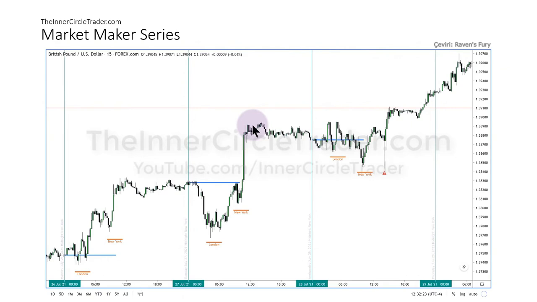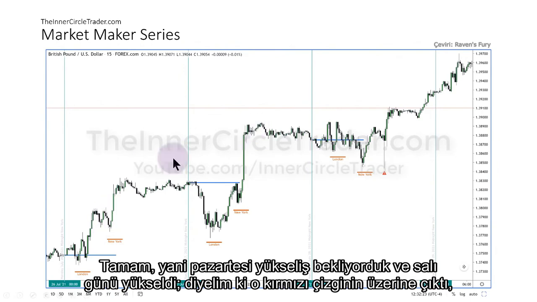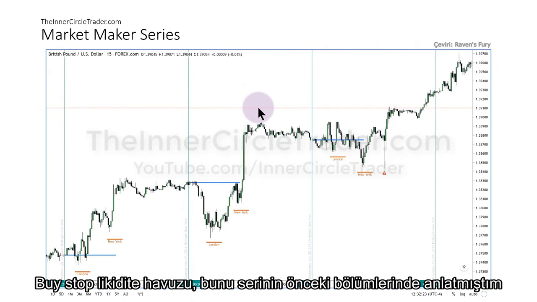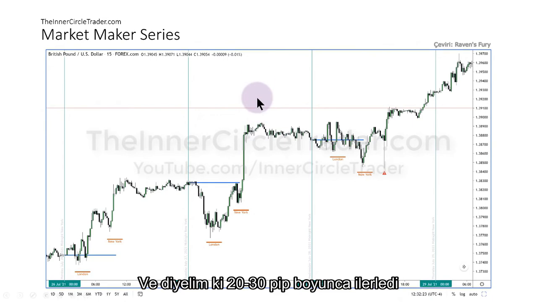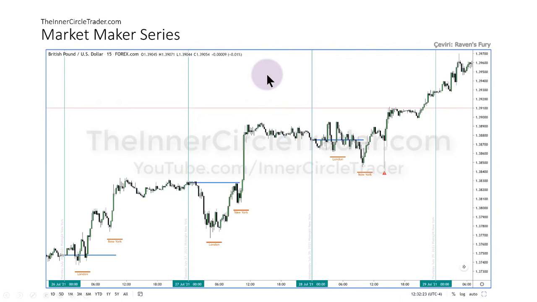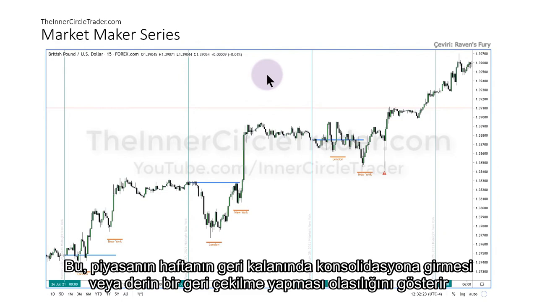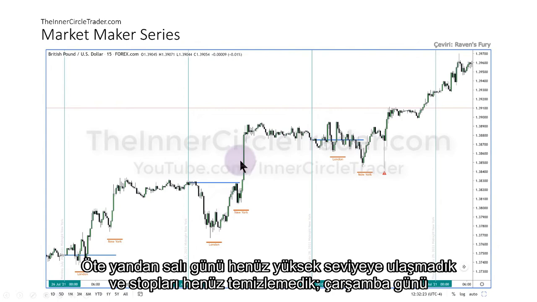for the week. Now, obviously, if there's an objective that we're looking for on the week and it hits it on Tuesday, okay, so we were bullish on Monday and Tuesday it rallies up. Say it went above that red line, which is that buy stop liquidity pool that I've outlined earlier in this series. And say it ran through that 20, 30 pips. That would mean we have potential for the market to go into consolidation the rest of the week or have a deep retracement. Whereas we see on Tuesday, we didn't get to the high yet and sweep those stops yet.